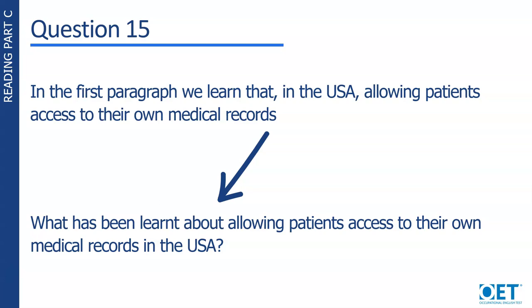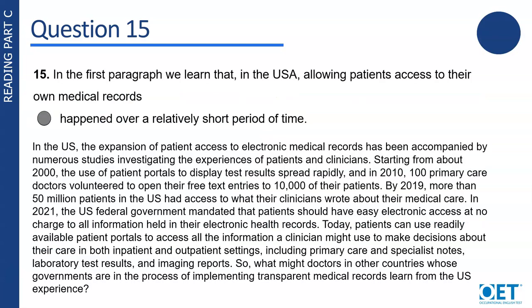Option D states it happened over a relatively short period of time. Take 30 seconds to skim paragraph 1 to find the evidence for why this is the correct answer, using any time words to help you focus in on the critical part of the paragraph.